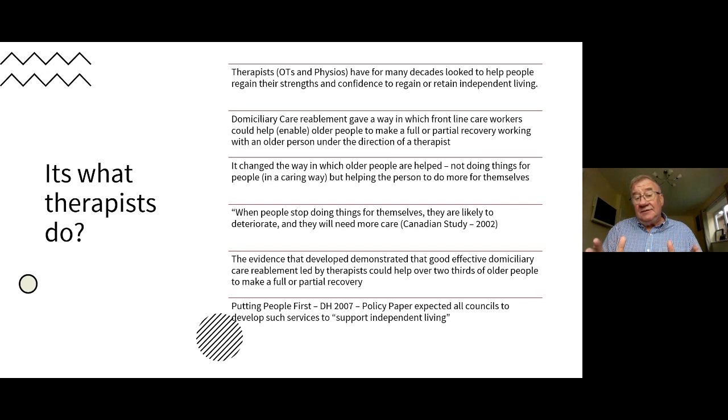Probably worth saying, in 2007, the then Department of Health put out a paper called Putting People First, a policy paper, and again, reablement was the heart of it. So really, that was almost the peak of domiciliary care reablement at that period in history, and we can say a bit more about what's happened since. So next slide, please.